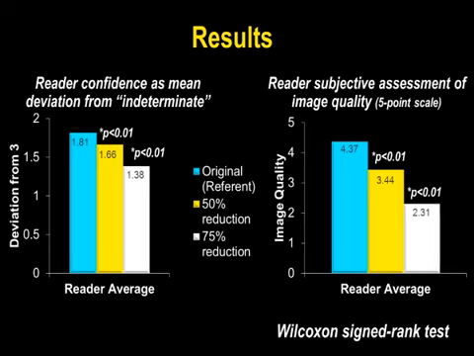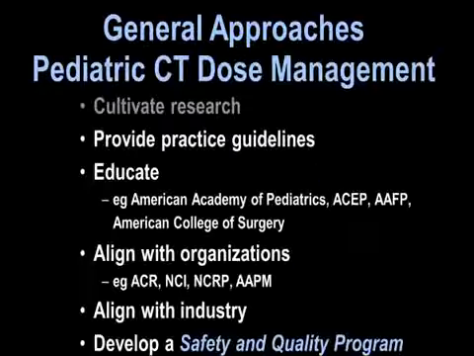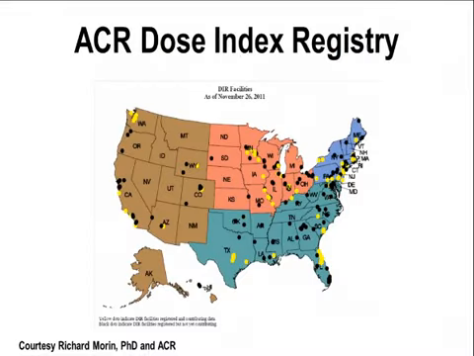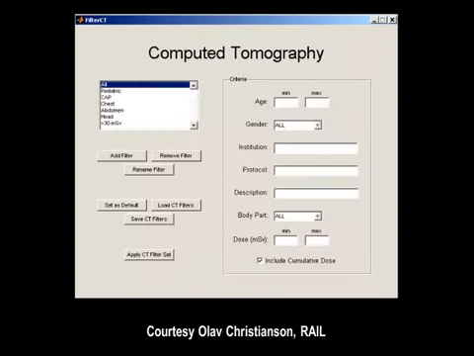So part of what we need to be able to do is to relearn to look at iterative reconstruction, to relearn to look at noisier images, because we actually can do that. Provide practice guidelines, educate, align with organizations, align with industry, and develop safety and quality paradigms here. And quality improvement, the dose index registry you'll hear about. These are centers that have it, and then those that have it and have activated it.